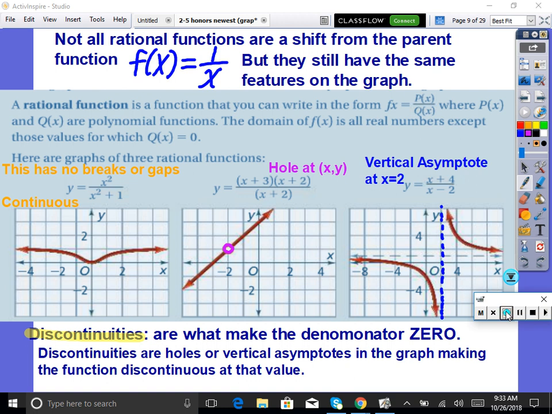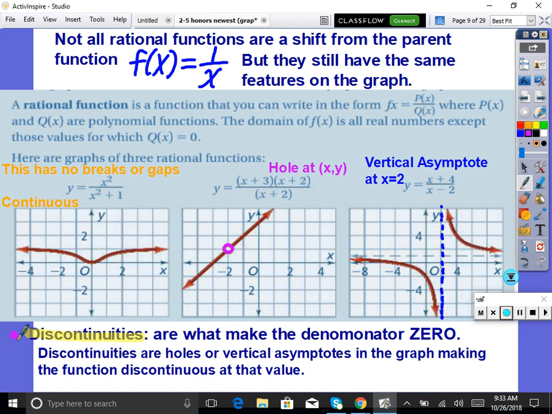So not all rational functions are a shift from the parent function, but they do still have the same similar key features of the graph. They're still going to have vertical asymptotes, horizontal asymptotes, poles, and whatnot, which we saw last time. We saw lots of examples of different types of things. So the first thing I want you to write down in your notes is the word discontinuities. We're first going to talk about just discontinuities, this key feature of the graph.